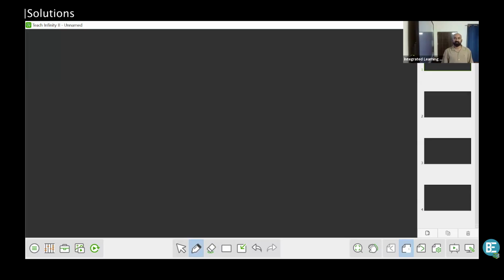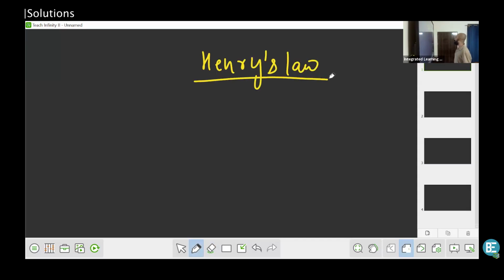Last class we have studied the concentration terms. Today we are going to continue with the topic called Henry's law. We did start Henry's law in the last class, so I'm going to revise it. So what is Henry's law?